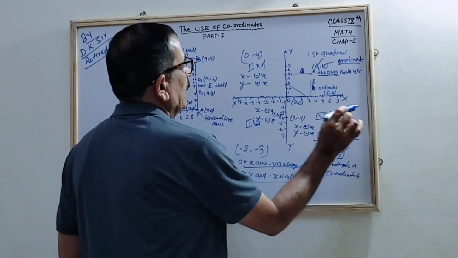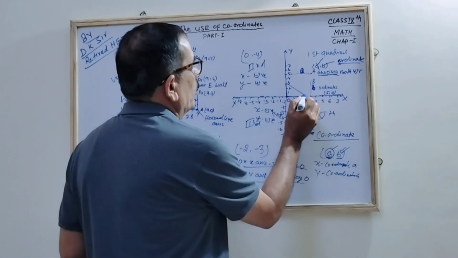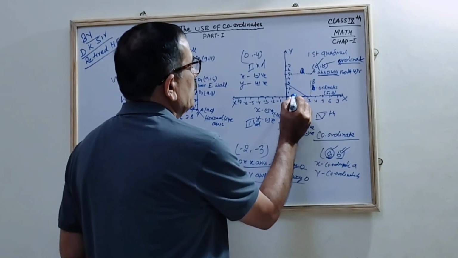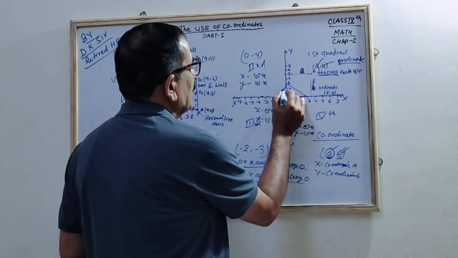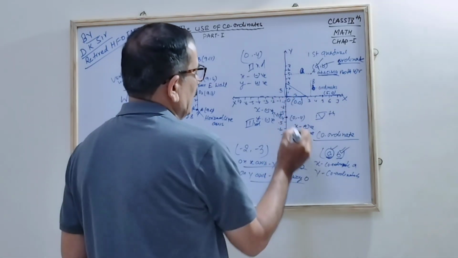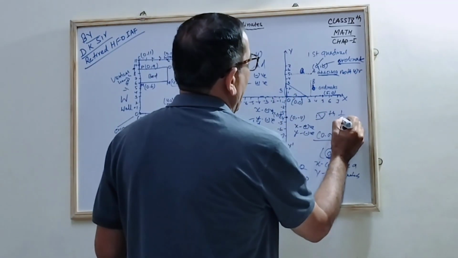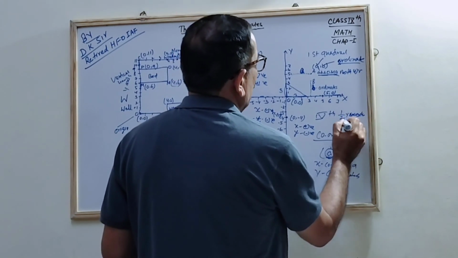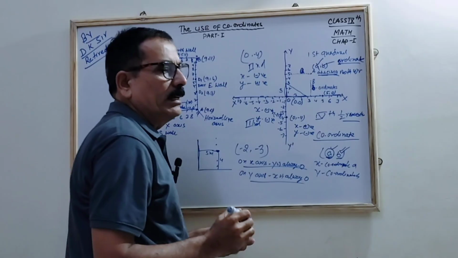So for the area, the base you can easily find out. Suppose if it is a 3, it is a 0. So this becomes the 3, and the height is 3 minus 0, so it becomes the 3. So the area is equal to what? Half into base into height. Correct? So that is the way you can find out the area.